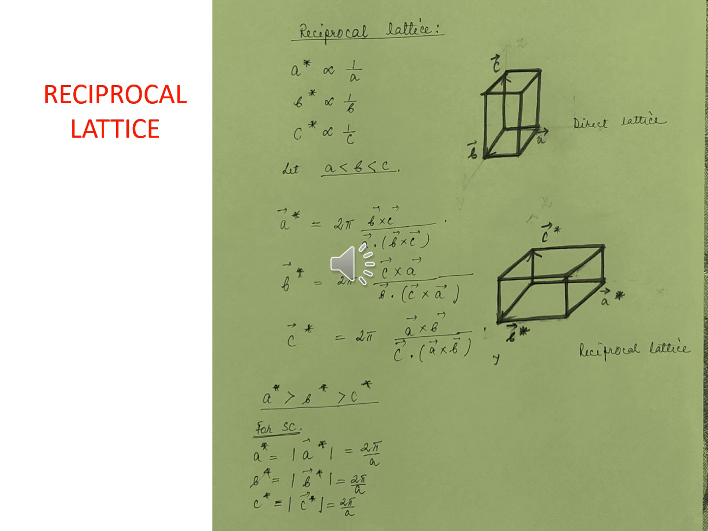In the lower diagram for the reciprocal lattice, we have the directions of a star same as a, b star same as b, c star same as c, because originally the a, b, c vectors were making 90 degrees to one another. But if they are not making 90 degrees to one another, then the reciprocal lattice vector will be a little bit tilted, which we can see in our next diagram.